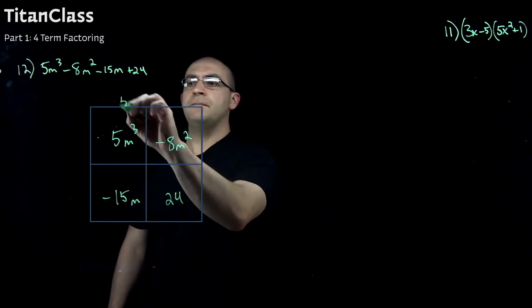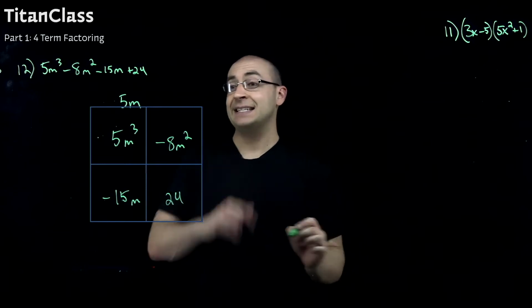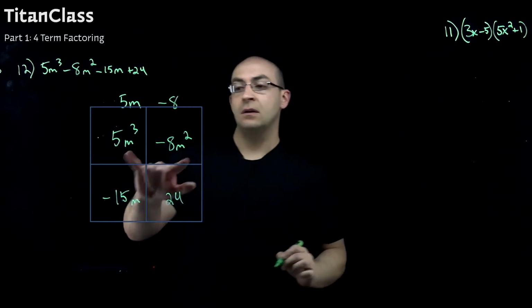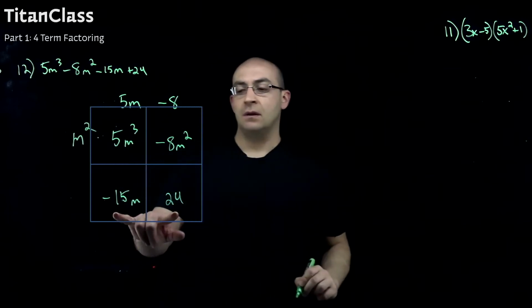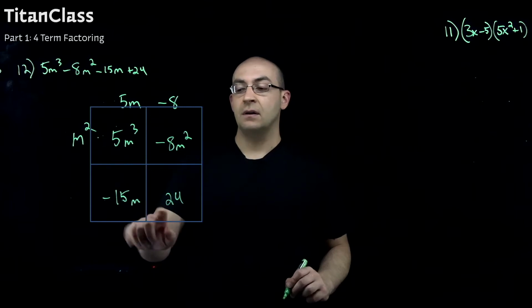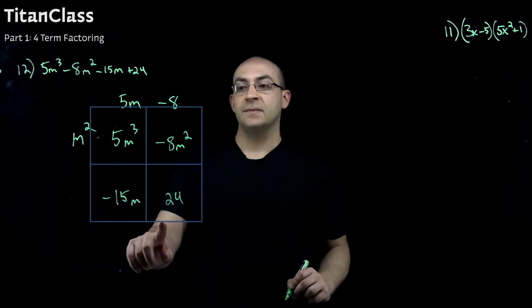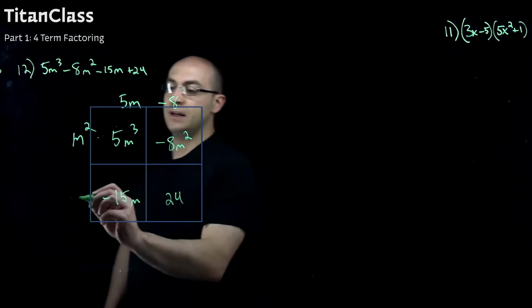5m, right? Negative 8 can come out of both, yeah? M squared only. The 5 and the 8 don't have anything in common. Negative 3. That's hard. They're both divisible by 3, right? Because 5 times 3 is 15, and 8 times 3 is 24. So negative 5 is going to come out.